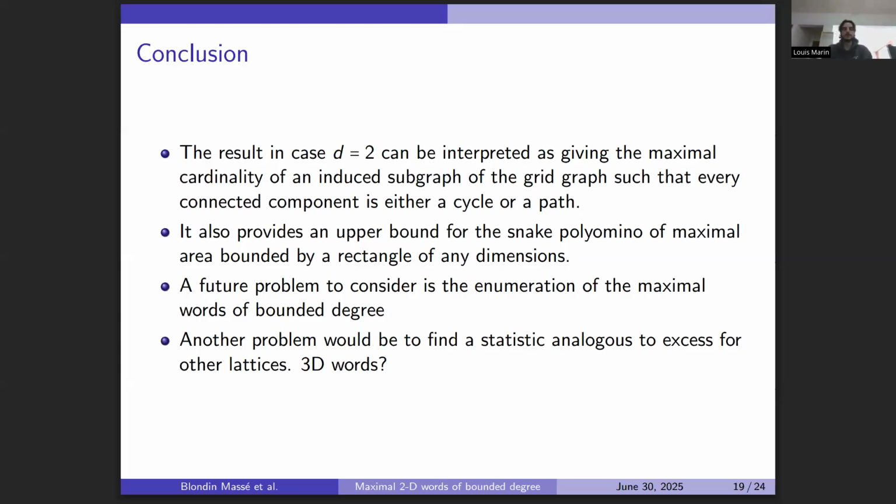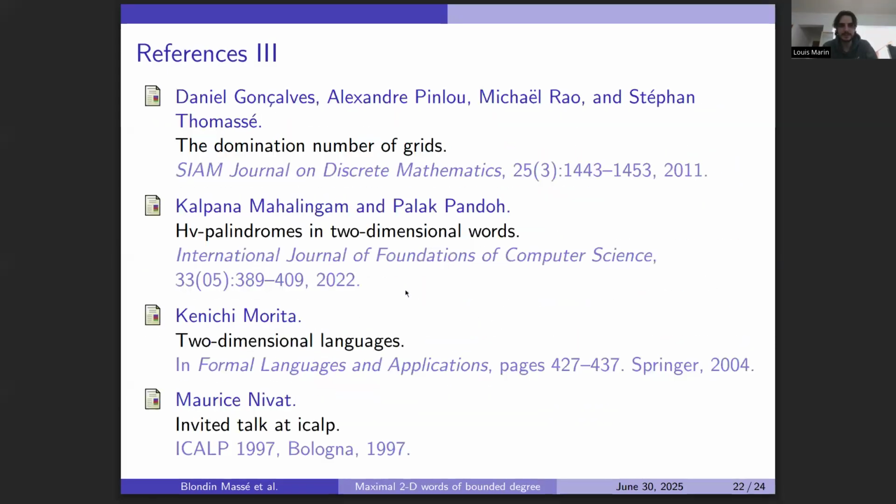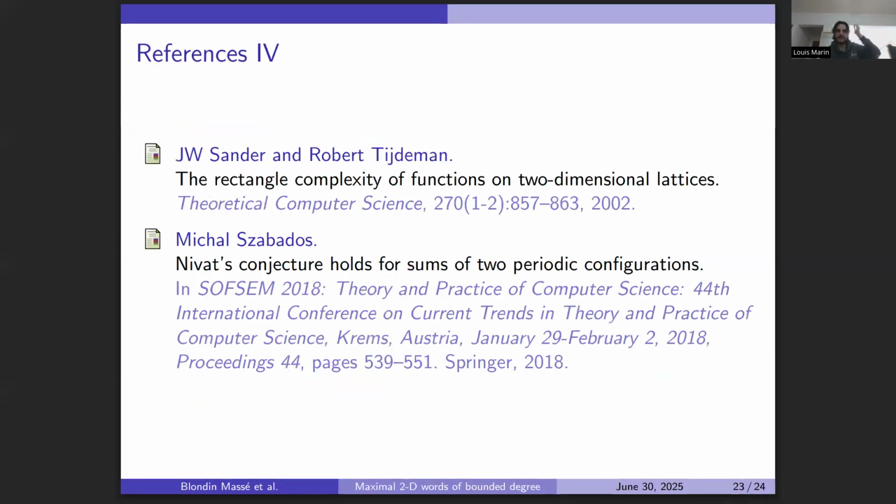Another problem: now we have an object, the two full words, like default words. Maybe we could try to enumerate the default words. For the case equals 2, it would amount to enumerating induced subgraphs of the grid graph such that every component is either a cycle or a path. So this is pretty much it. Those are the references, and thank you.